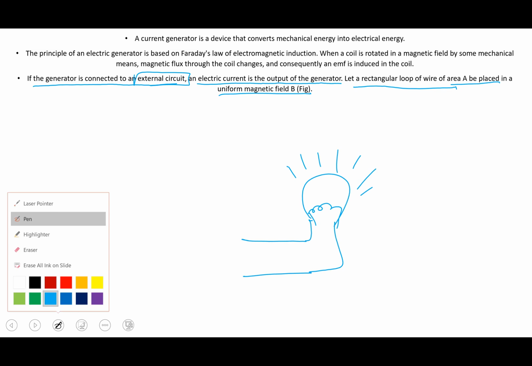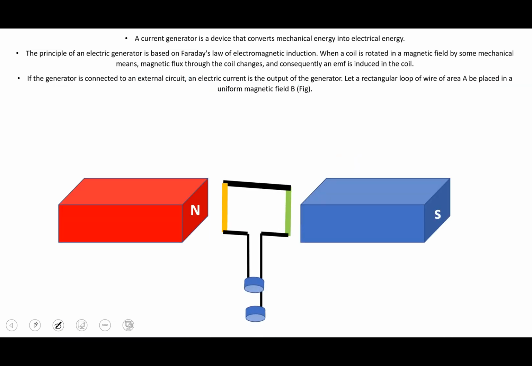So let us represent this whole thing in the form of a diagram. Here is a wire, let's call it A, and in a magnetic field over here, just B. In this case, we are naming the points of the coil: let's call this point A, this point B, this point C, and this point D. We see that the coil tends to rotate due to some mechanical means. Let's rotate it about the z-axis in the anti-clockwise direction.